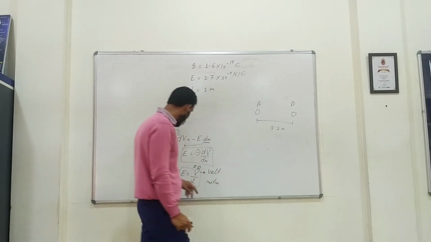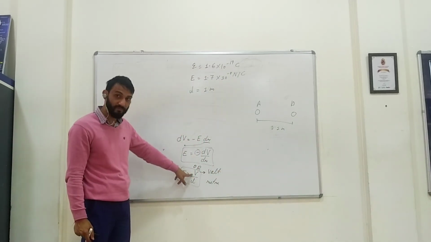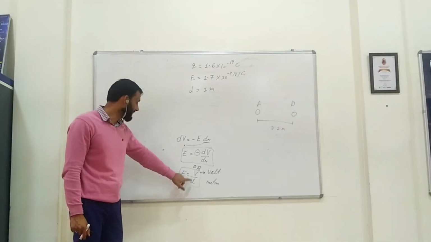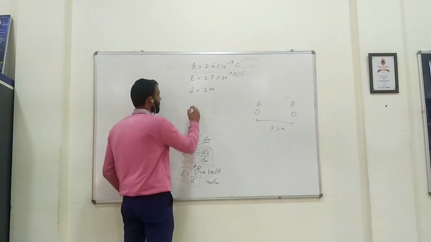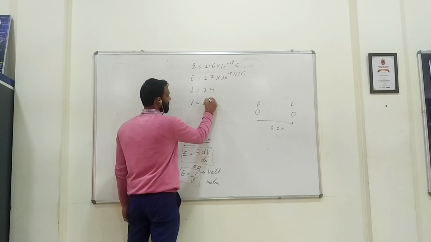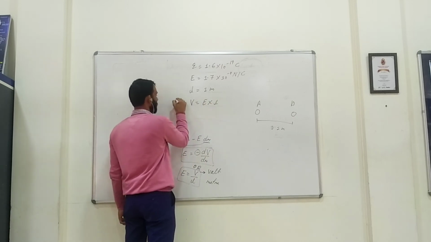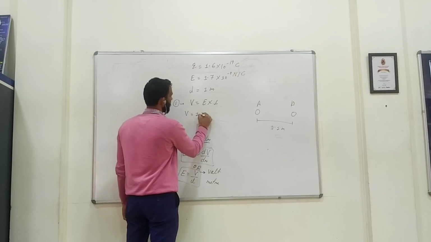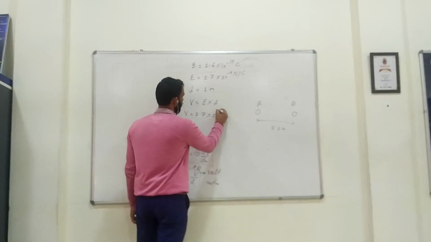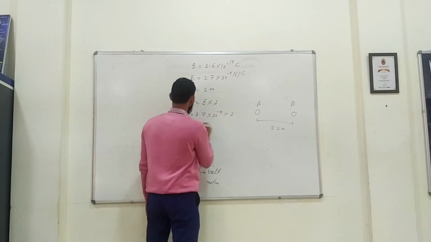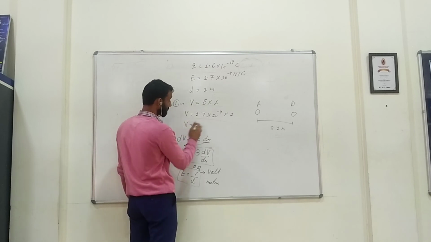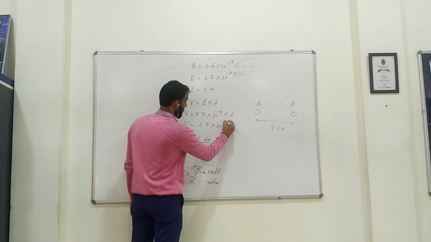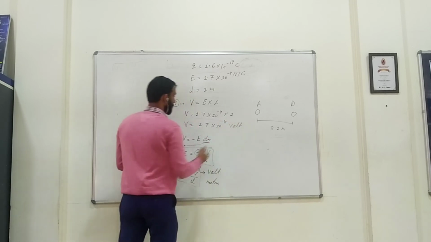I can easily calculate the potential difference between these 2 points using this relation. I know the electric field, I know the distance, so I can easily calculate V. V is equal to E into L. This is the first part. So V is equal to 1.7 into 10 to the power minus 4 into 1. So V is equal to 1.7 into 10 to the power minus 4 volt.